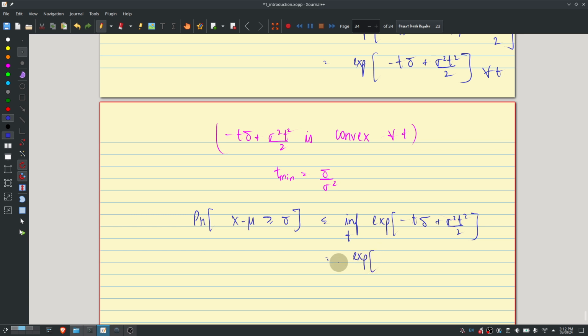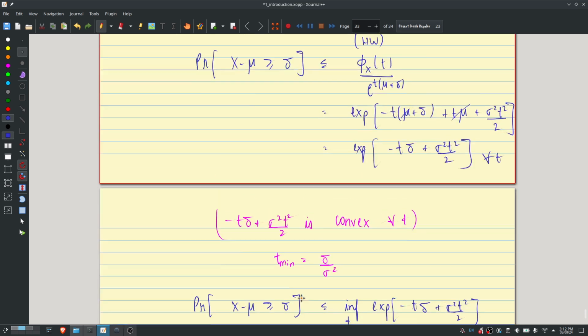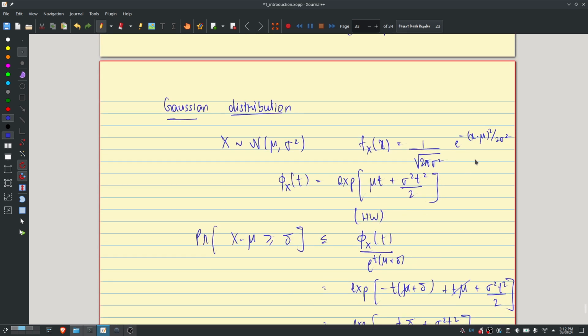Yeah, so what happens when I substitute t equal to delta by sigma square, minus delta square divided by 2 sigma square? This looks very similar to the PDF itself, right? What is the form of the PDF? It is e raised to x minus mu the whole square by 2 sigma square times some particular constant.